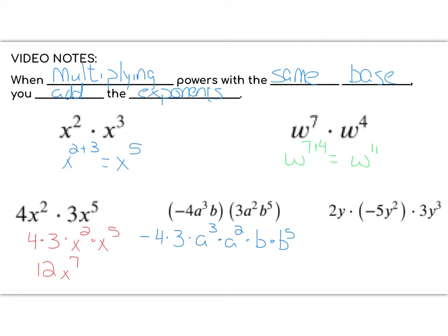Then clean it up. -4 times 3 is -12. a cubed times a squared. Those have the same base, so I add the exponents. 3 plus 2 is 5. And b times b to the fifth, remember there's a 1 there, so 1 plus 5, that gives me b to the 6. Okay, so the last one, you see 3 different terms that are all multiplied.